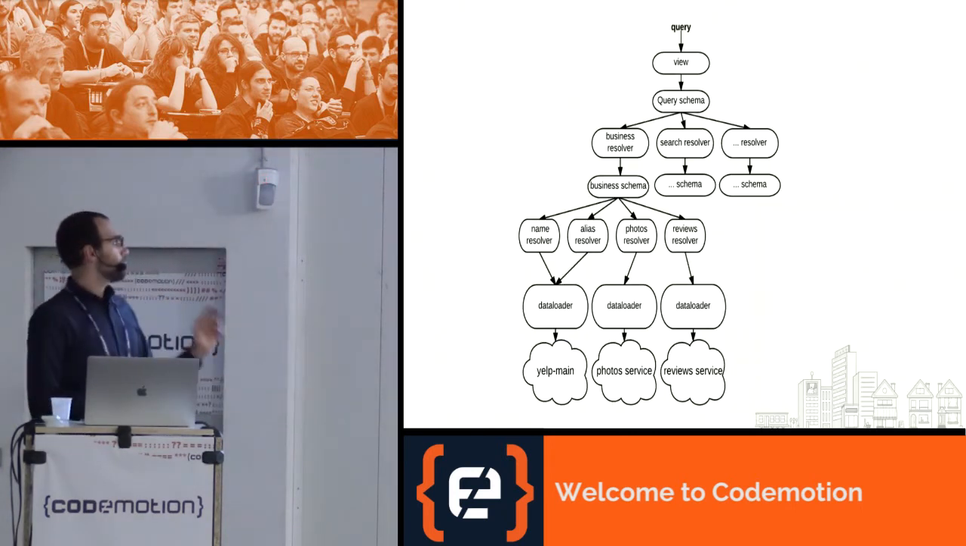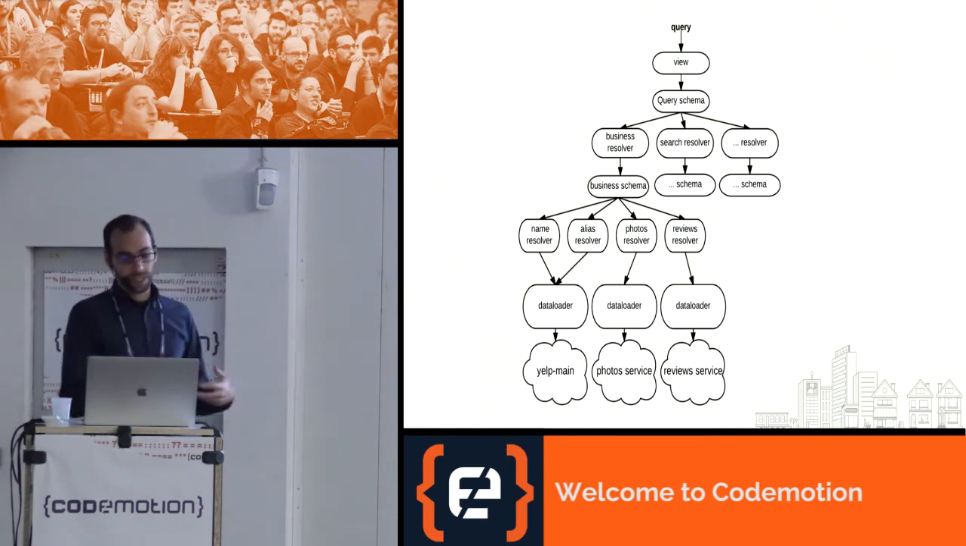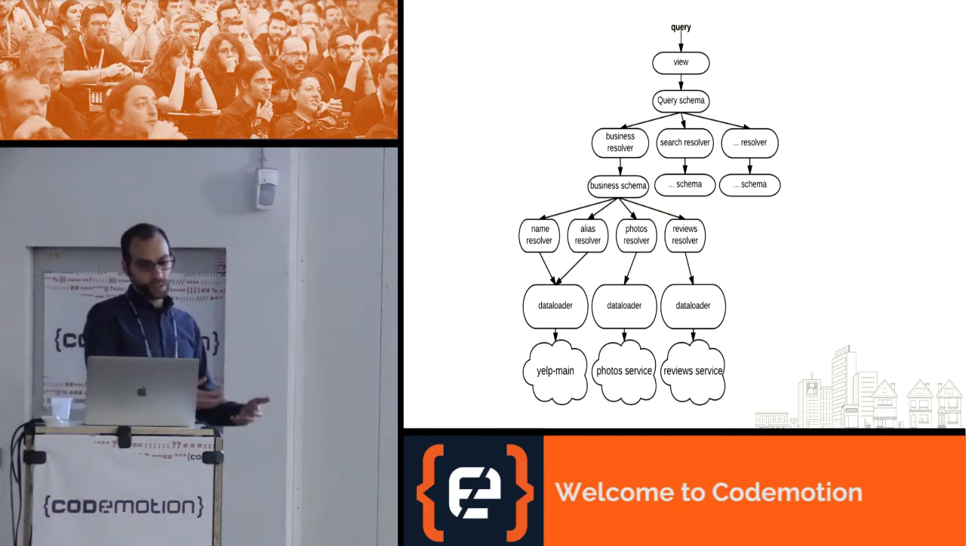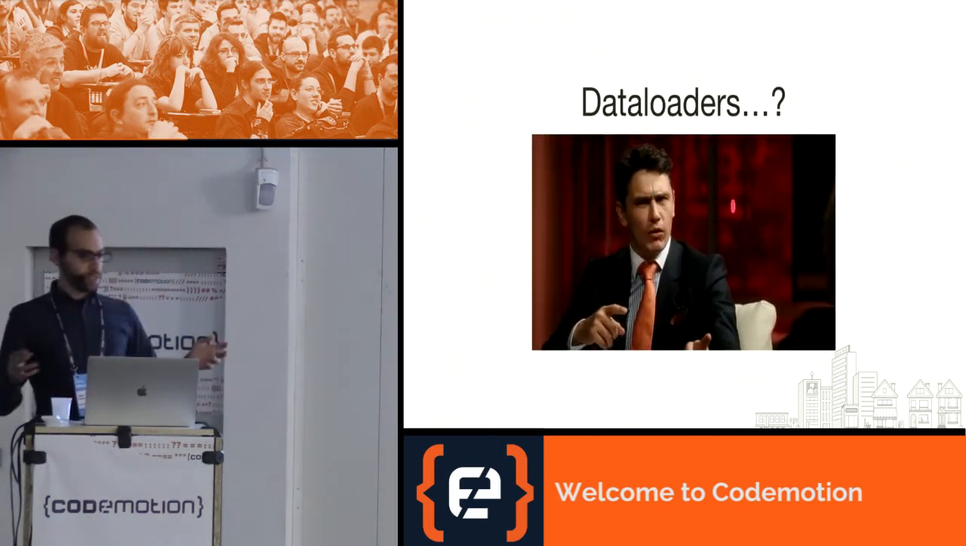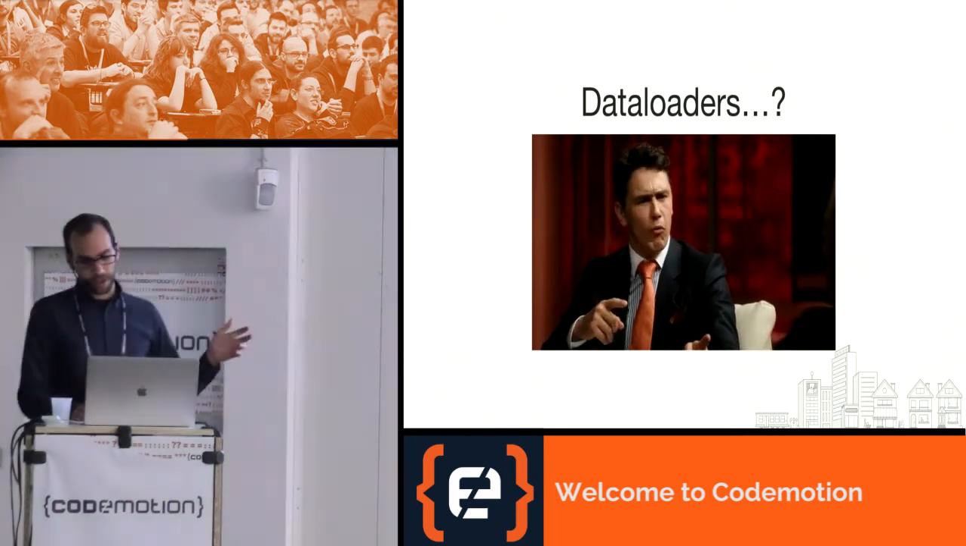So from top to bottom, this looks like this, basically. The query comes into this view, it hits the query schema, which will match against specific resolvers inside that query. Those subsequent resolvers will match additional resolvers, which will eventually hit a data loader, which will eventually go into the service. So what's all this stuff about data loaders that I keep talking about? I've mentioned a few times and haven't really explained it at all.